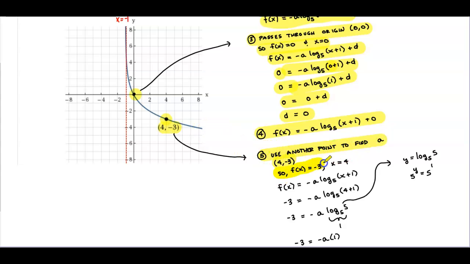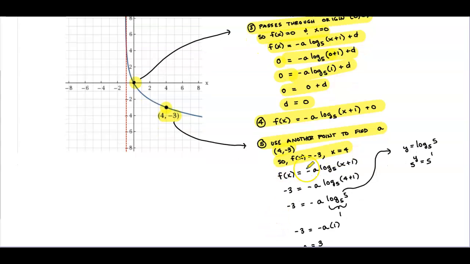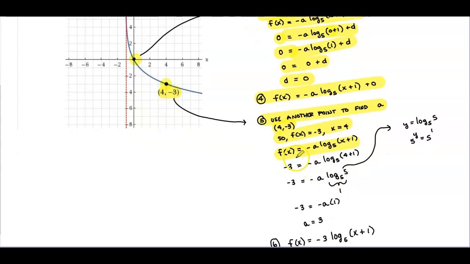So we know that f of x is going to equal negative 3 and x is going to equal 4. So now we can solve for a by rewriting this function. So f of x is going to equal negative a times the log of base 5 of x plus 1. Plugging in f of x to be negative 3, we're plugging in x to be 4. So we have negative 3 is equal to negative a times the log of base 5 of 5.